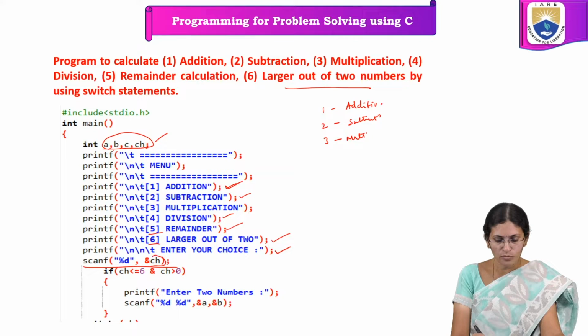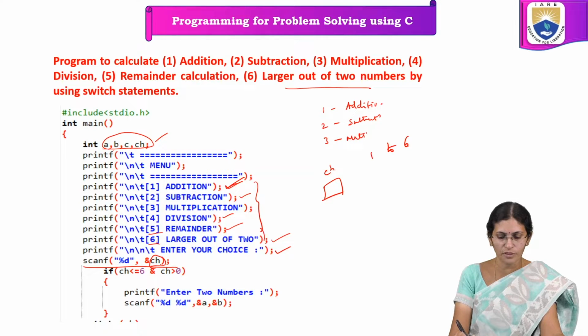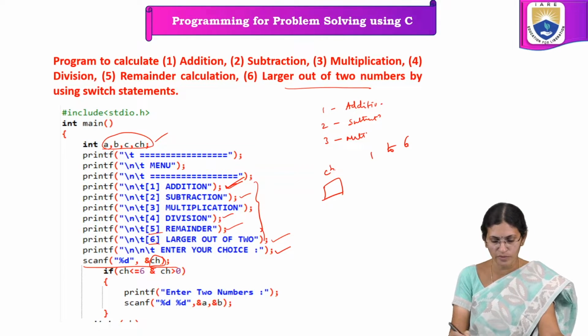In order to do that, we need to enter the number. That number is read into the variable ch. It can take a value from 1 to 6. So 1 is for addition. You can see here the different options which can be performed.